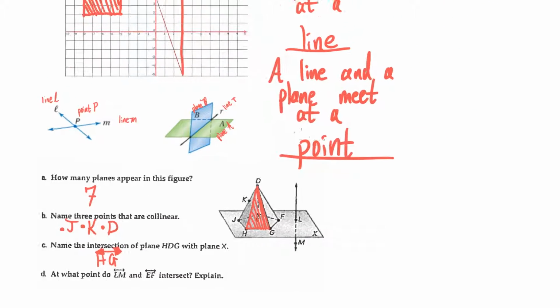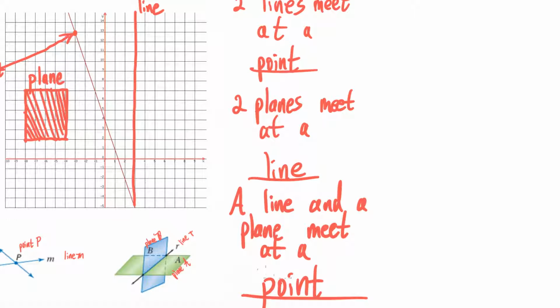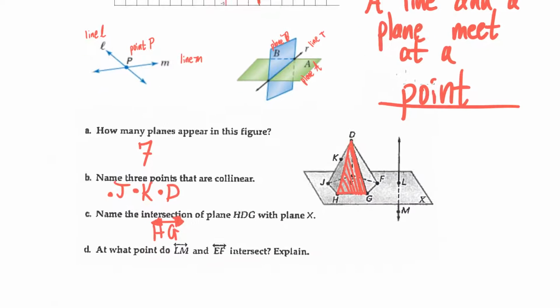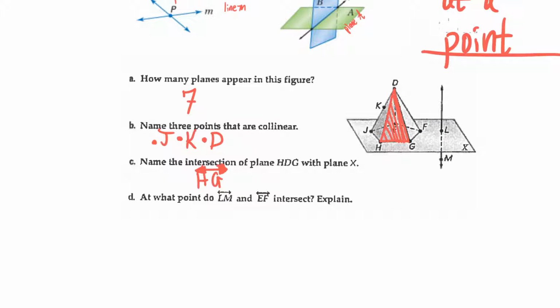And that's what we talked about right up here. Two planes meet at a line. That's what we said right here. So where these two planes meet up, they meet up at a line.